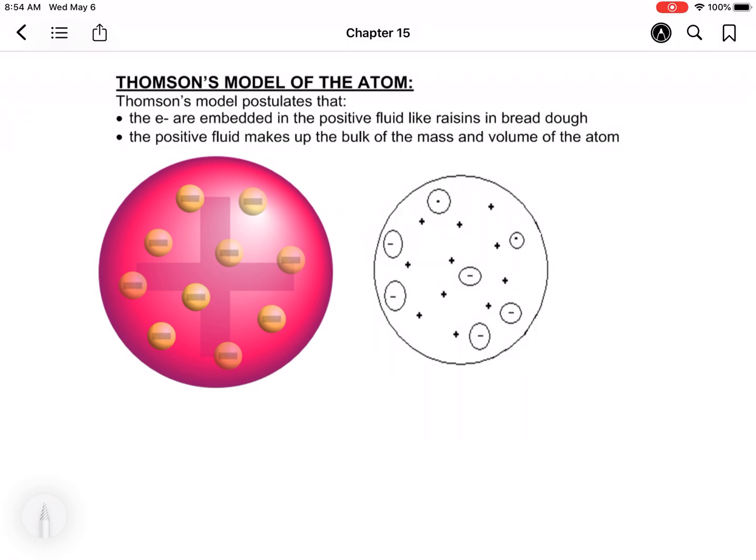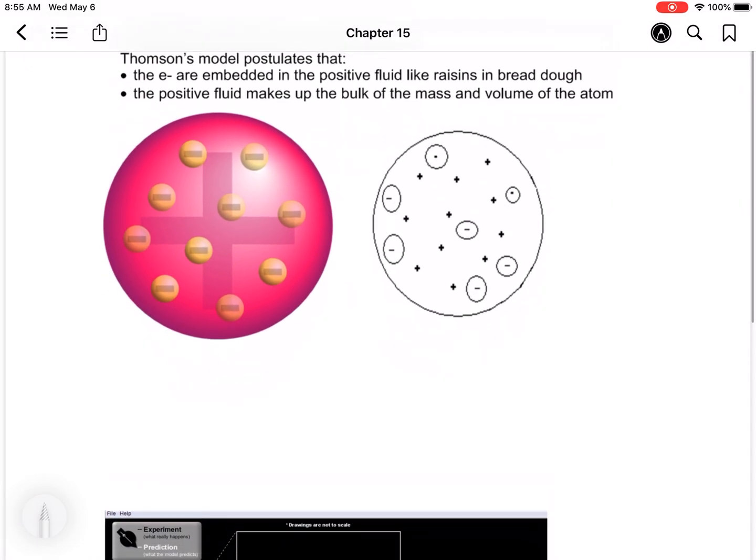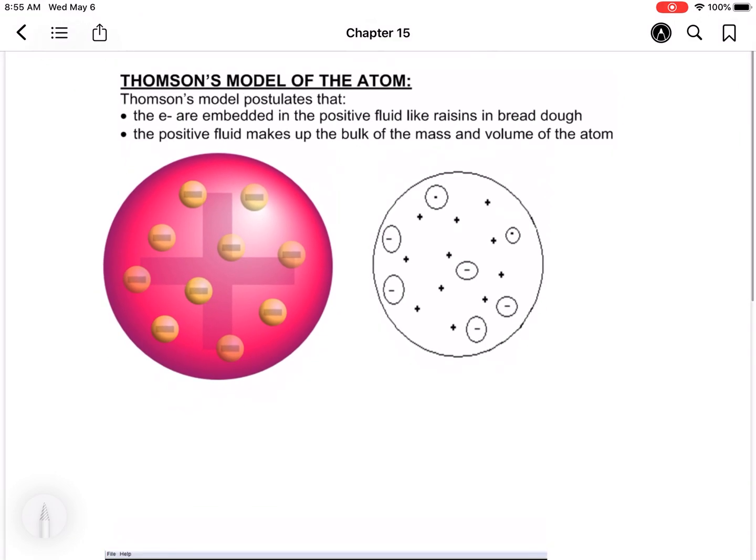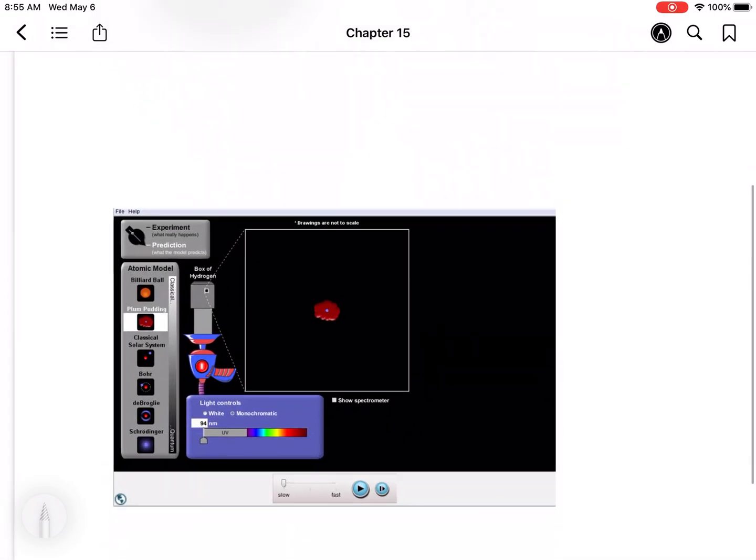The way it's generally drawn is a bunch of little positives to indicate that the whole fluid is positive, and then some negatives built around it. So that's Thomson's model of the atom, which is significantly more, I guess, scientific than the original model of Dalton.